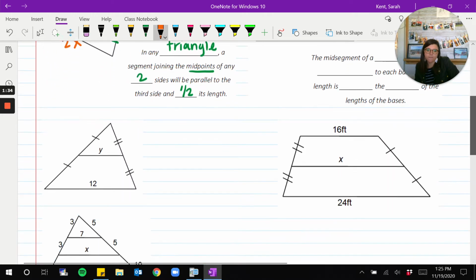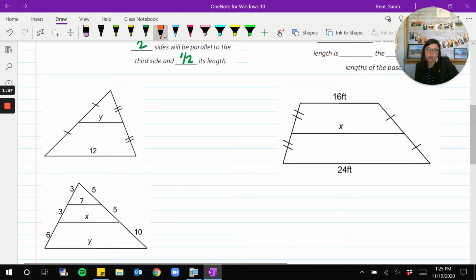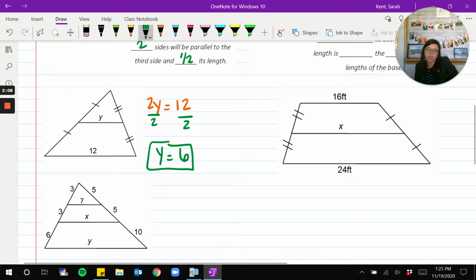In our first one, we can see we have this mid-segment of Y. The bottom is 12. So this part right here will be half. So we know 2 times Y is equal to 12. If we divide by 2, Y will end up getting us 6, because 6 times 2 equals 12.